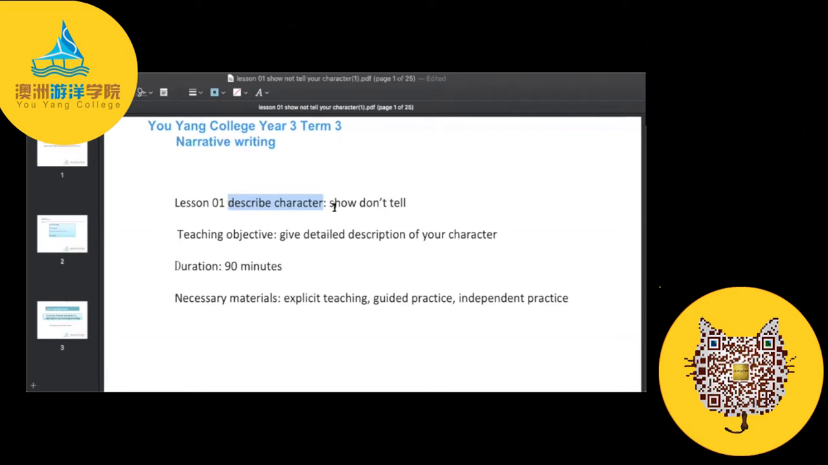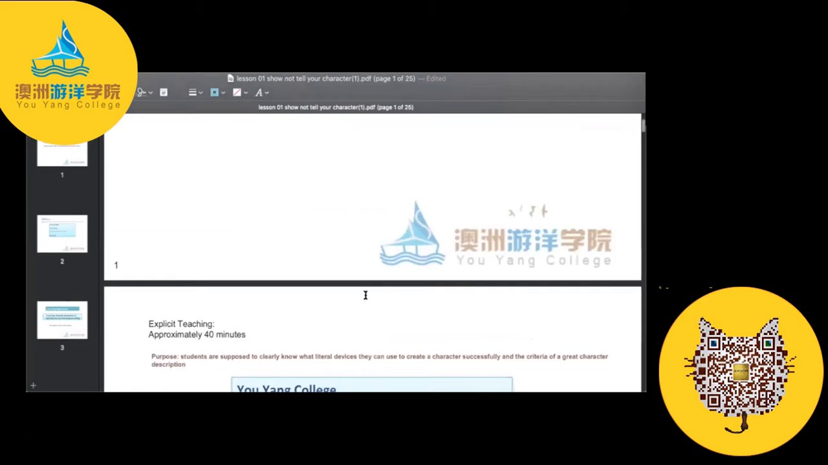Great. Yes. So those are examples of ways we can show what the character is like rather than just telling what the character is like. So what we're going to be working on today is describing characters. Exactly. Giving detailed descriptions of your character. All right.